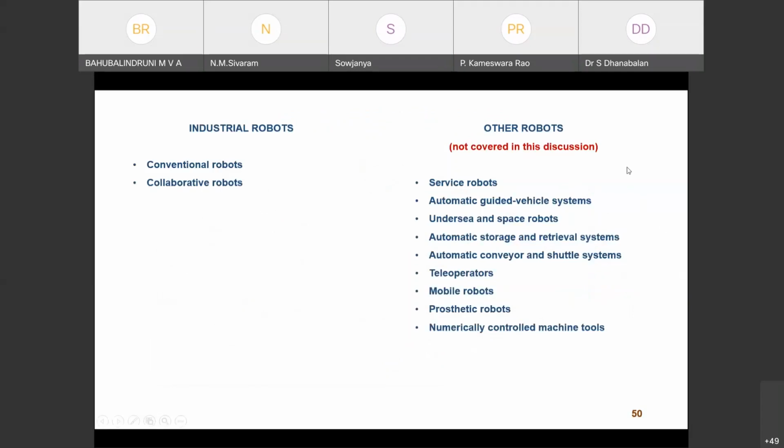Whatever we have seen so far in this discussion, we have discussed only the industrial robots, that too with respect to conventional and collaborative robots. The other robots which are not covered in this discussion, or by the standards which I showed you, also exist, and separate standards are available for the other robotic systems like service robots, AGVs, undersea and space robots, teleoperators, mobile robots, automatic storage and conveyor systems, prosthetic robots, and even a CNC machine is also a robot. So these machines and robots, which are not covered in the category of industrial robots, have a separate class, separate standards, and similarly separate standard operating safety procedures for operating them.